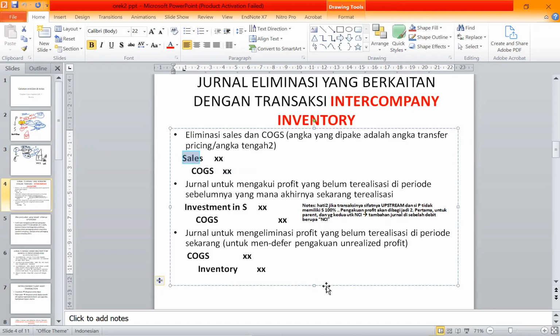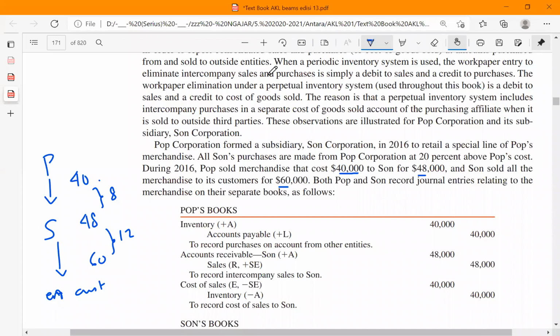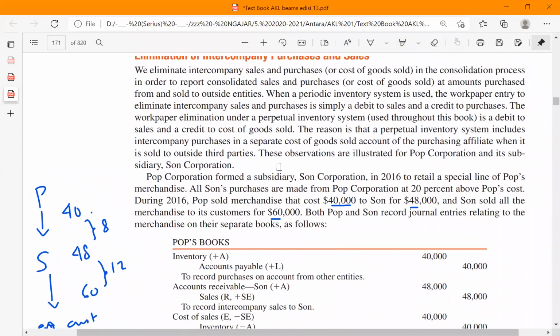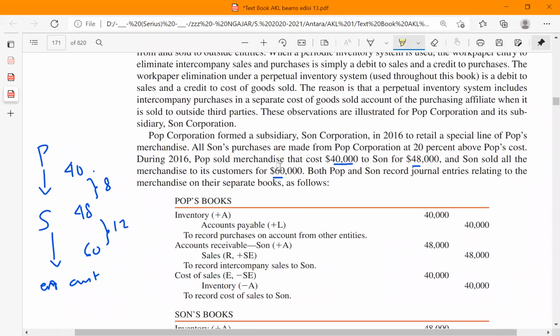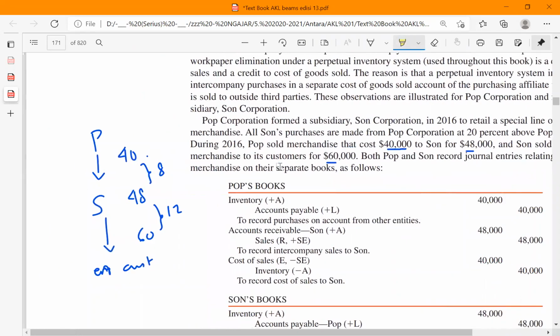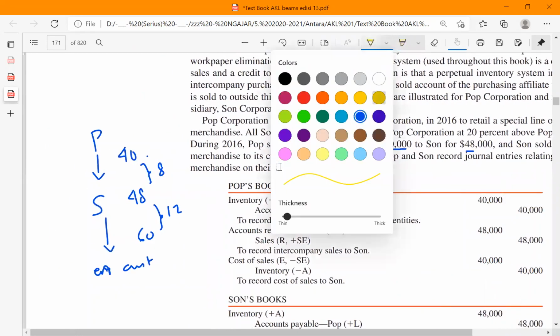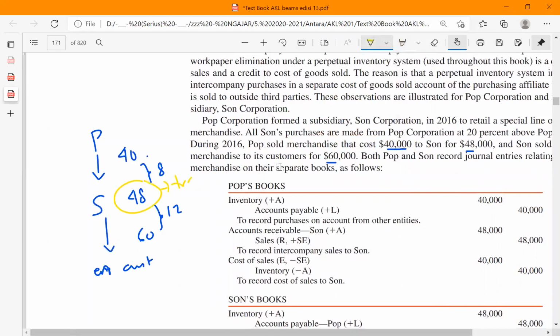And then what's the number? The number that we should journalize here is the transfer pricing. Among these three numbers, which one is the transfer pricing? The transfer pricing is, I would say, the middle number, 48 here. Sorry, this is the transfer pricing. So we have to eliminate this 48 number.